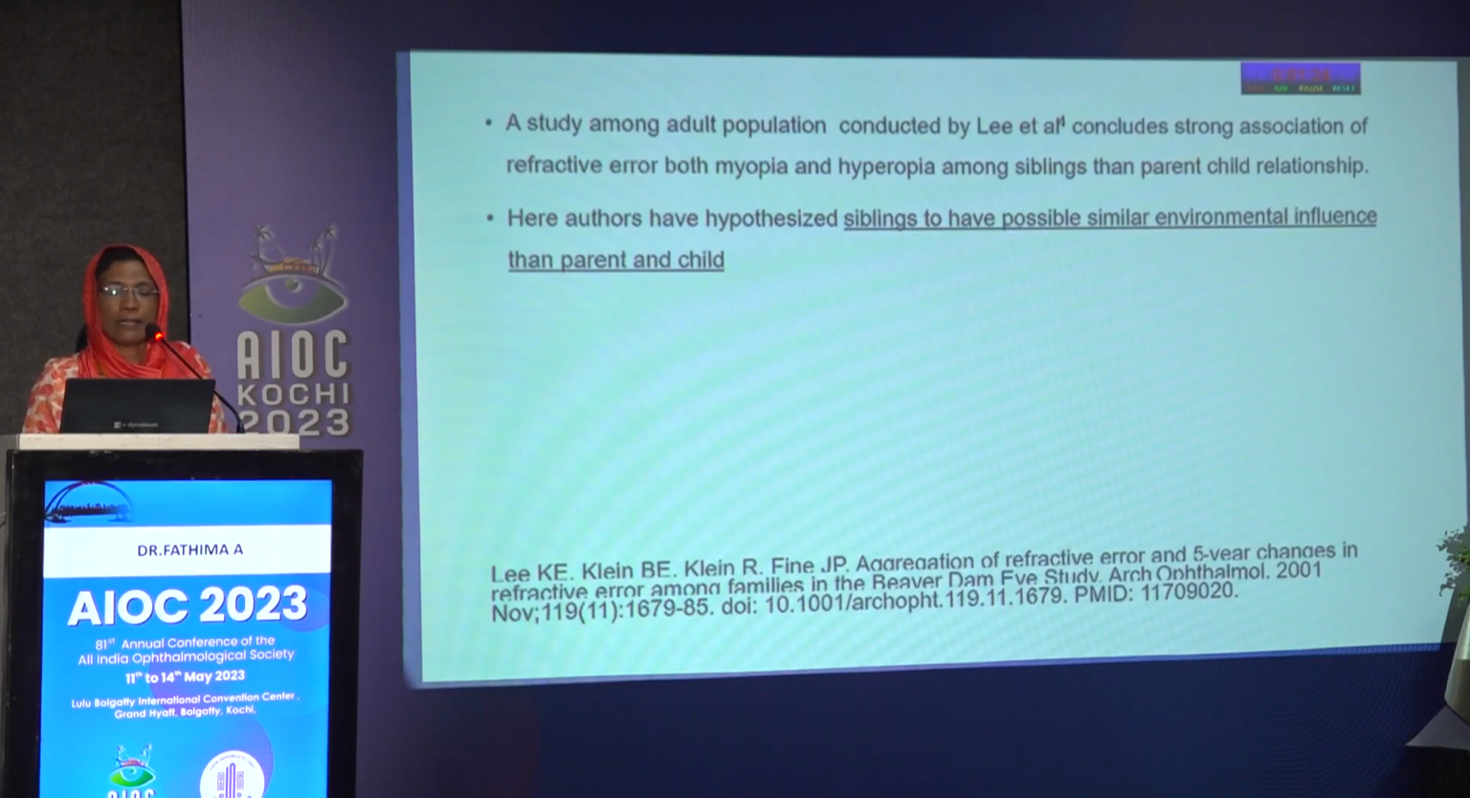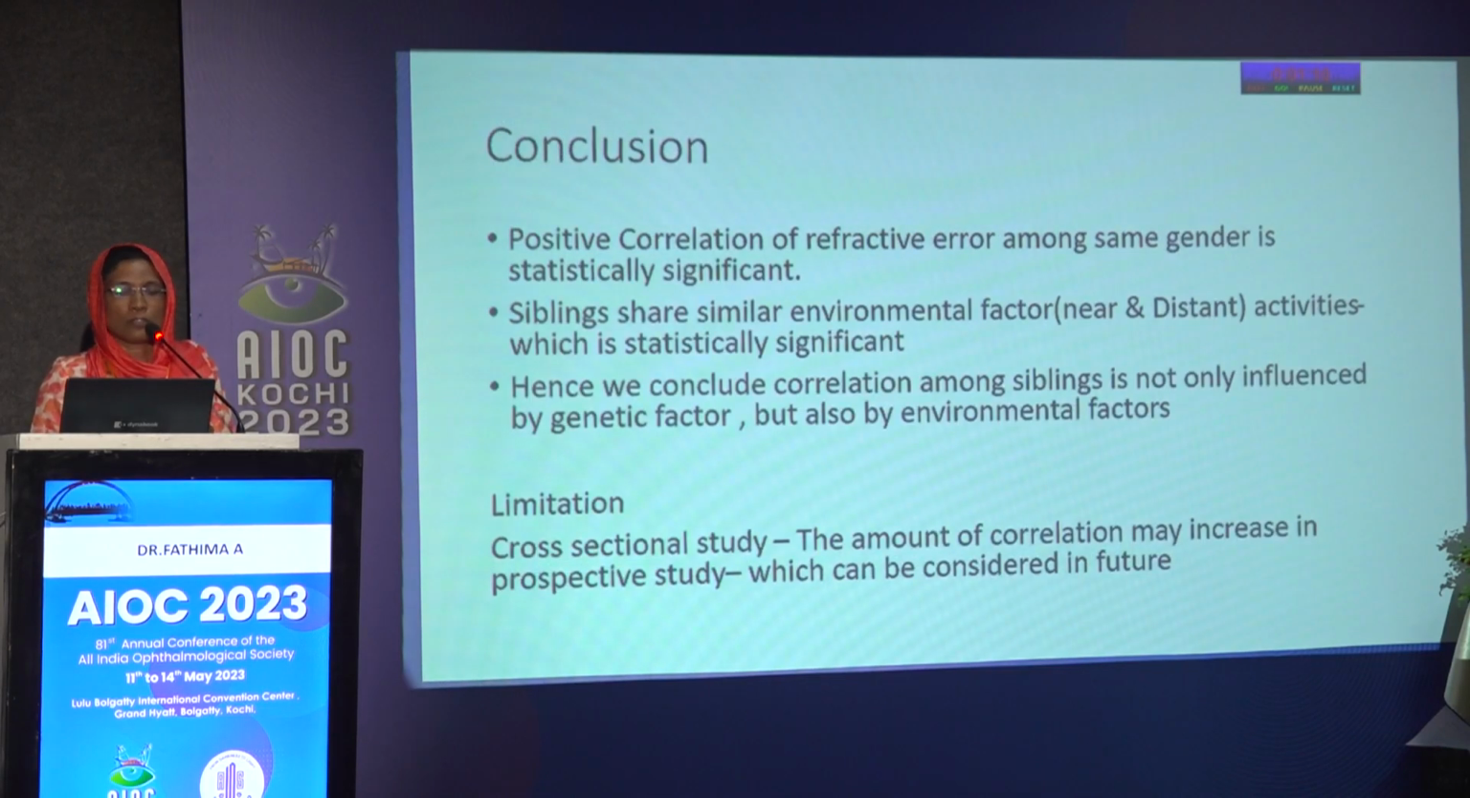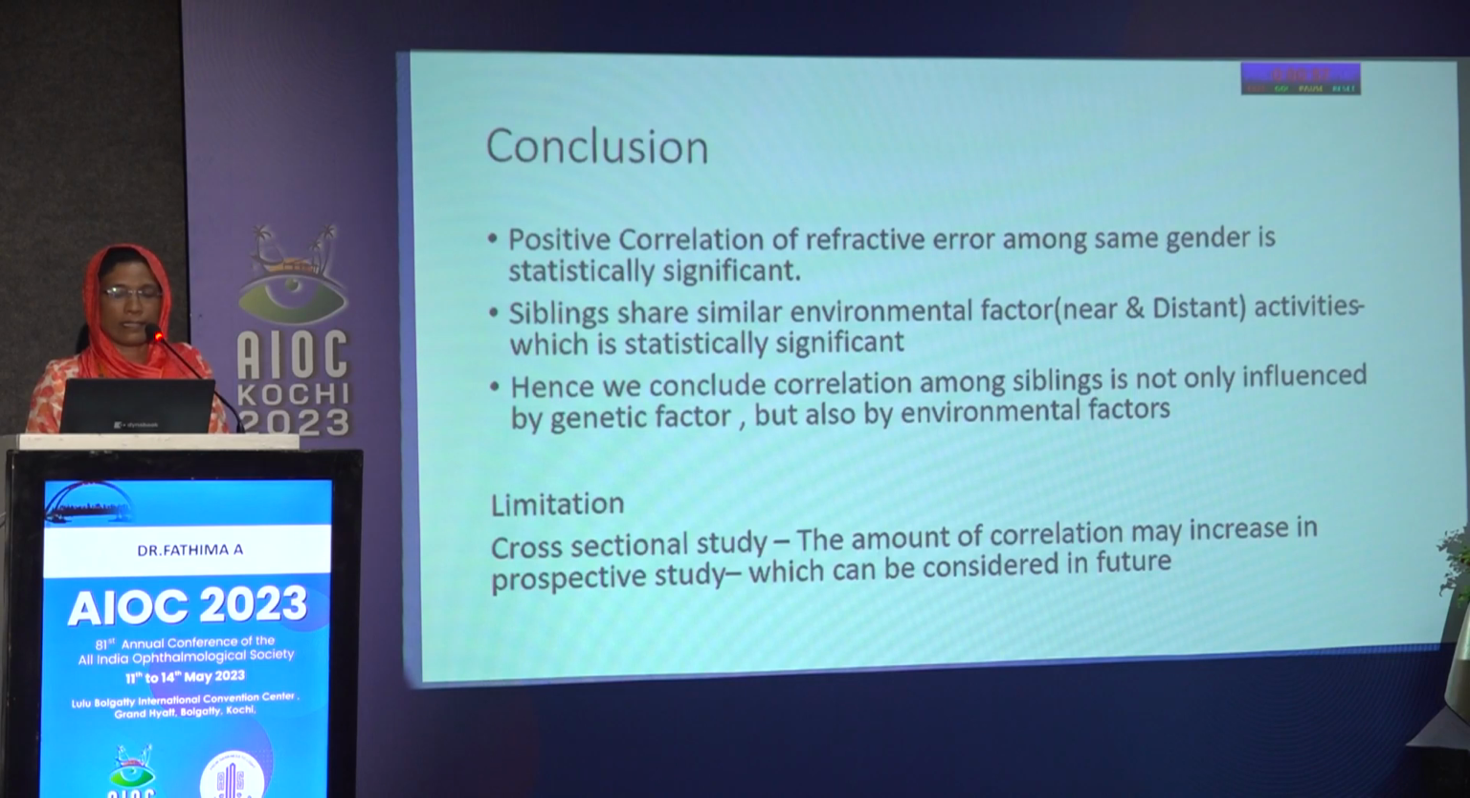And here is a study by Lee et al., where they concluded that the association of refractive error among siblings was stronger than the parent-child relationship. Here they hypothesized that siblings have possibly more similar environmental influence than parent and child. So what we would like to conclude is that positive correlation of refractive error among same gender is observed in our study, which is statistically significant. And siblings share similar environmental factors, that is near and distant activities, which is again statistically significant.